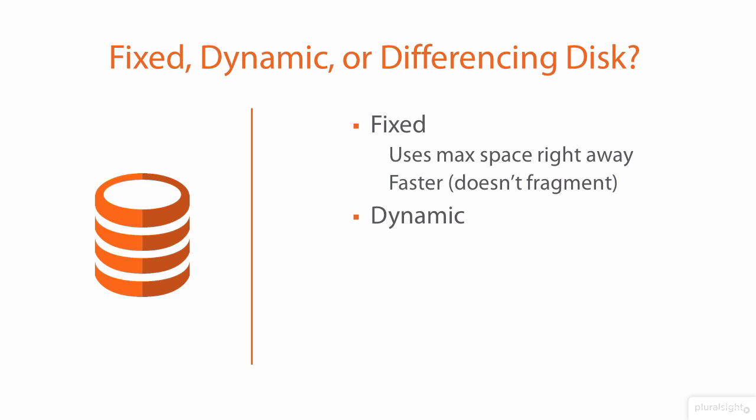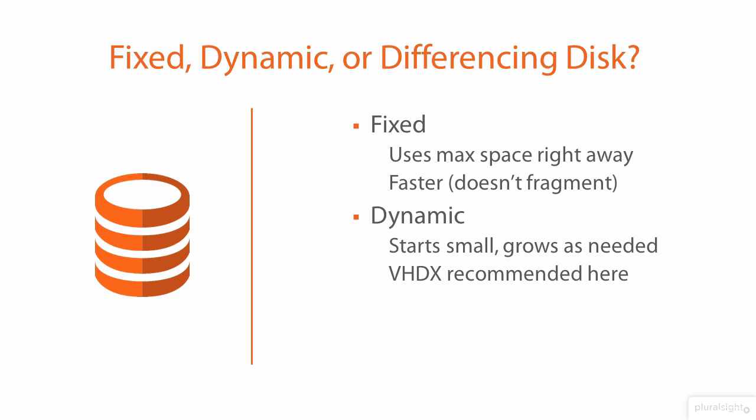Dynamically expanding disks start small, just big enough to accommodate the files that you store on them, and they grow as required over time. If you use this type, you might give up a bit of performance, but you gain dramatically in disk space utilization. The VHDX format is strongly suggested if you go this route, as the VHD format had trouble with occasional corruption during size expansion operations.